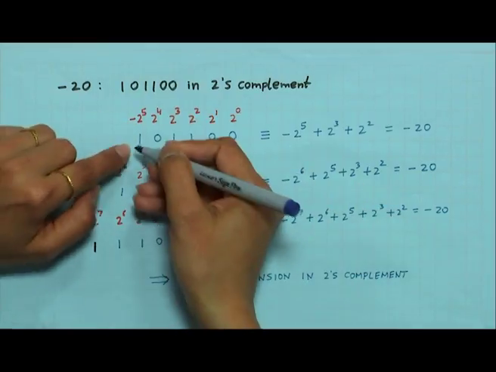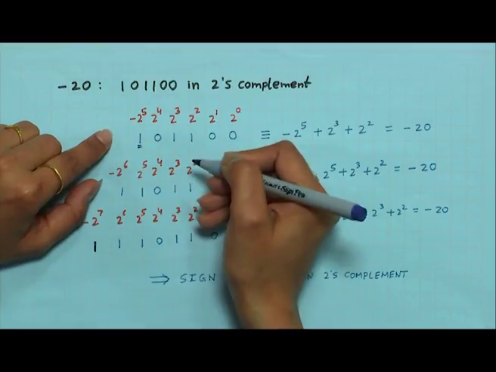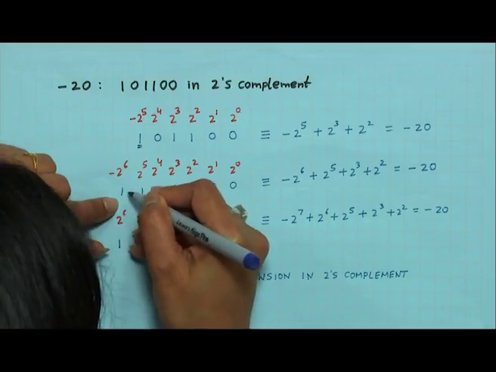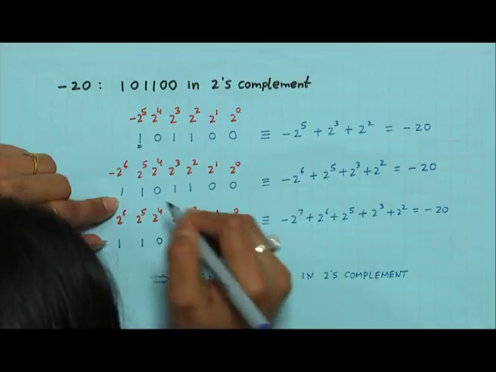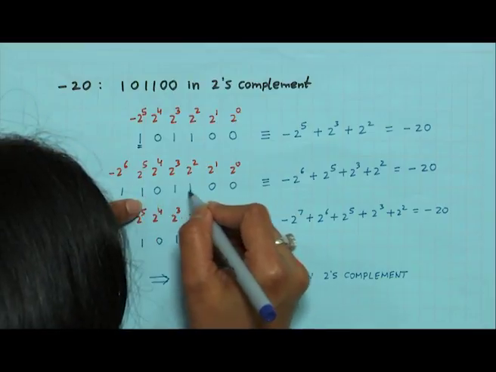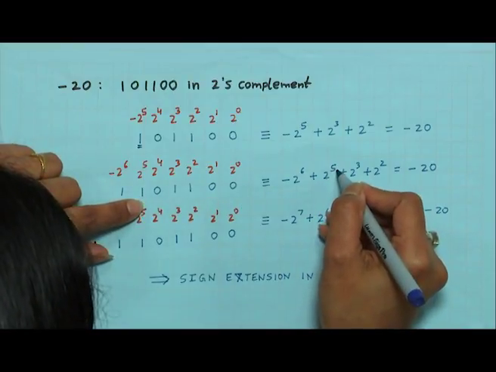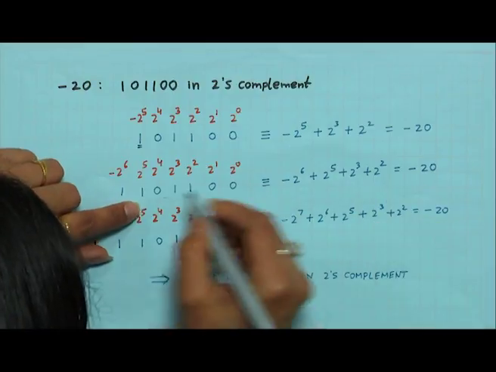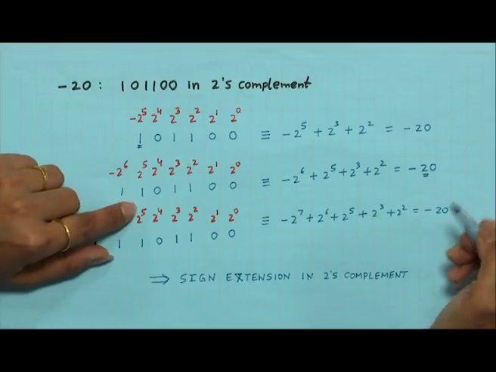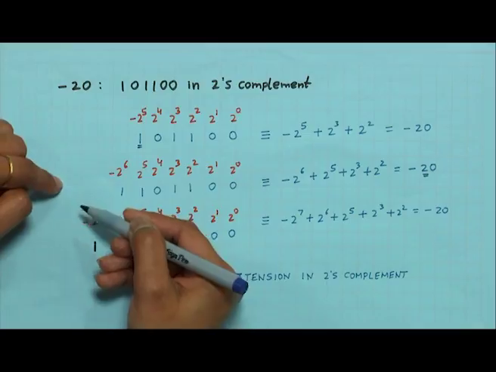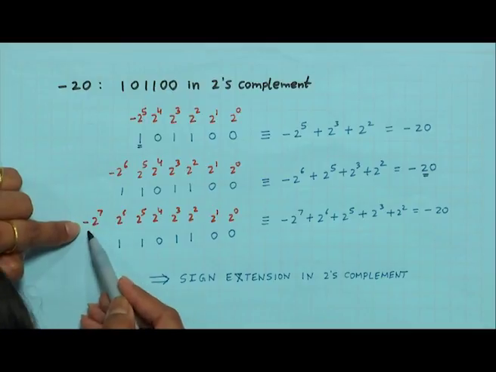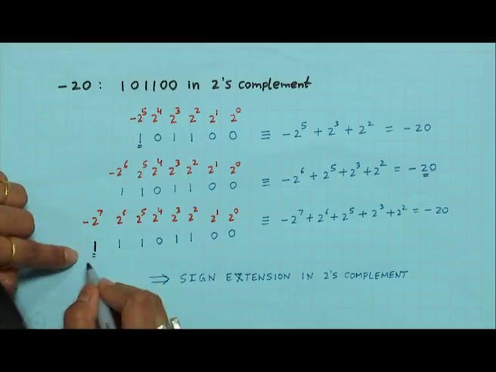Now, let us add an extra 1 to it and see whether this changes or not. We added 1 more in the most significant bit and let us calculate it once more. This will become minus 2 to the power 6, and all others will become 2 to the power 5 plus 2 to the power 3 plus 2 to the power 2. This is again minus 20. So, even if you add more ones in the beginning, this will not change; it will be minus 20. Even if you add one more 1 into it, this will not change.